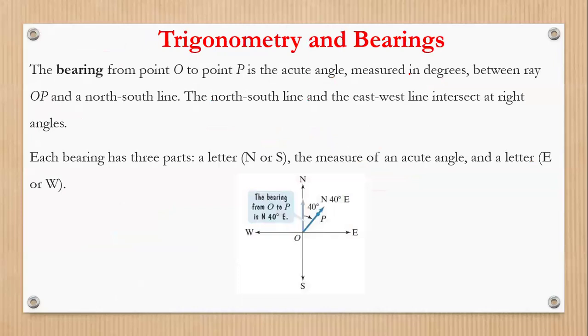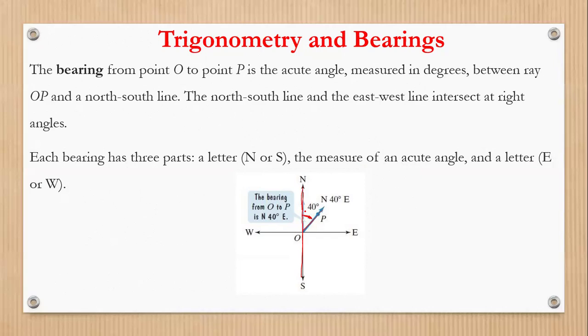In trigonometry, we also have the topic of bearing. What is a bearing? The bearing from point O to point P is an acute angle, usually measured in degrees, between the ray OP and the north-south line. When we talk about the bearing, we talk about the angle between the north-south line and that ray.